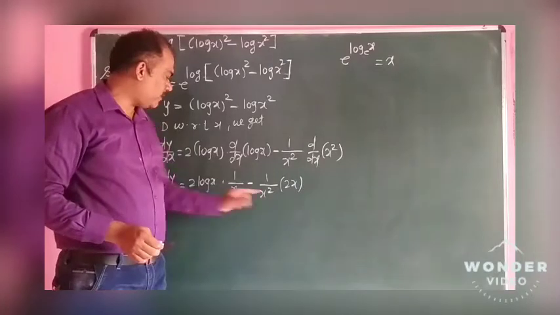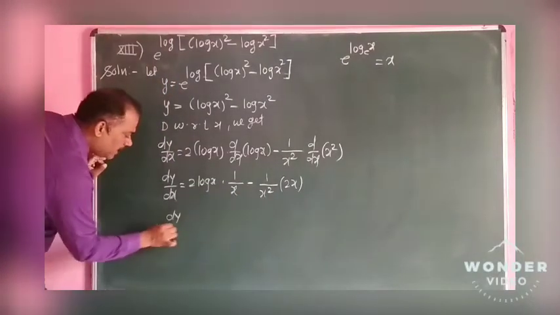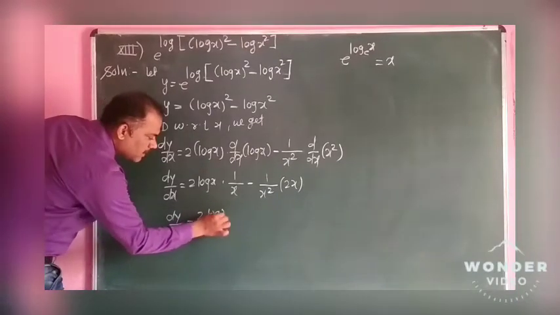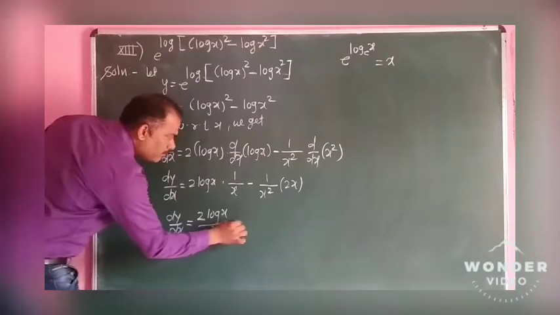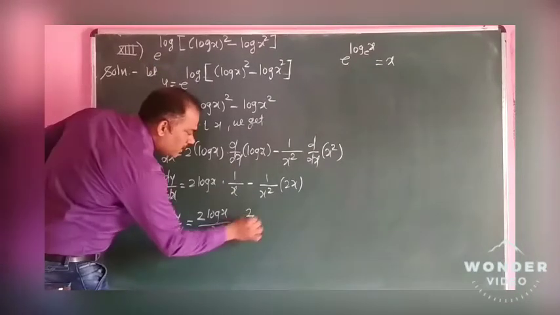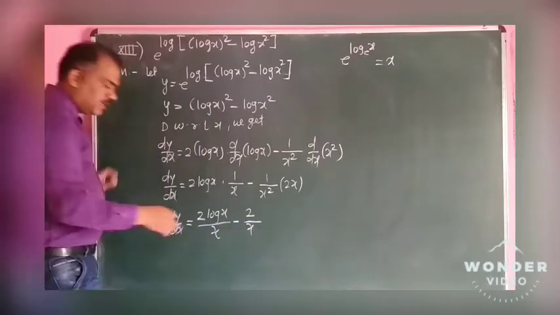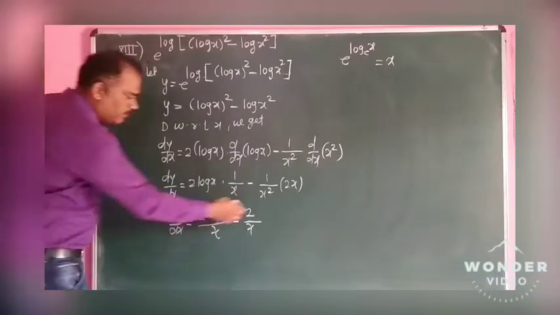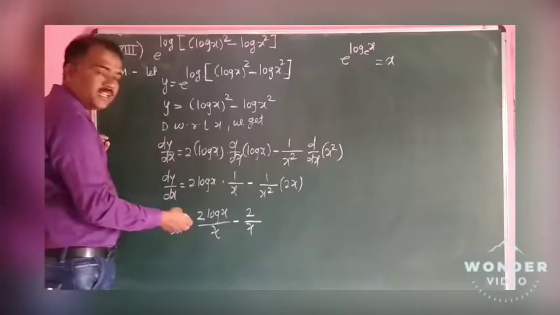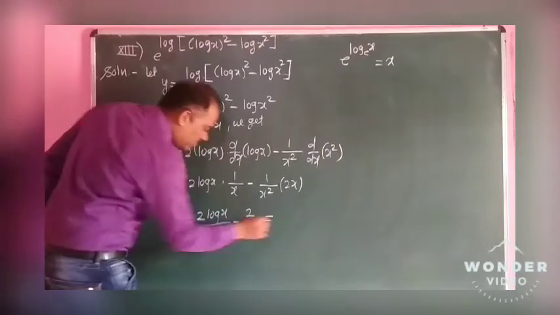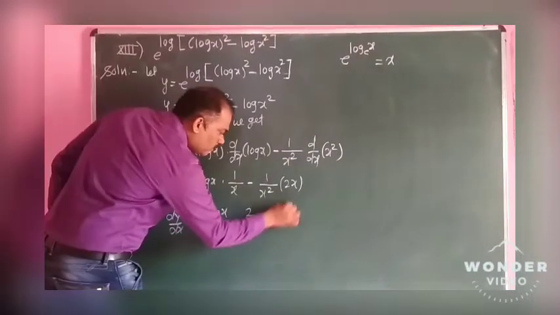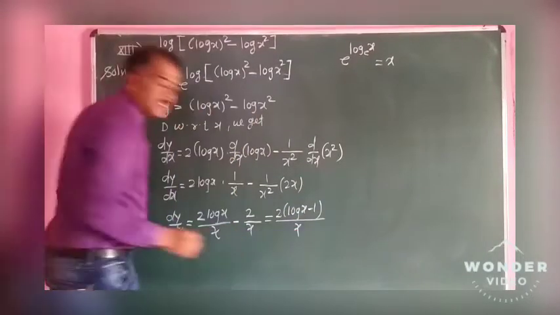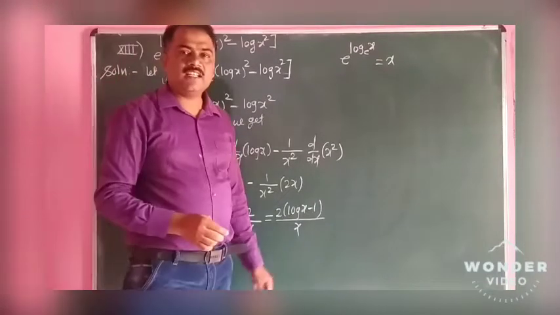It means the remaining is 2 divided by x, so dy by dx is equal to 2 times log x divided by x minus 2 divided by x. This is the required answer, or we can simplify it. If we take 2 common from the numerator, because the denominator is the same, the answer can also be written as 2 into log of x minus 1 whole divided by x. Okay, now we discuss the next example.